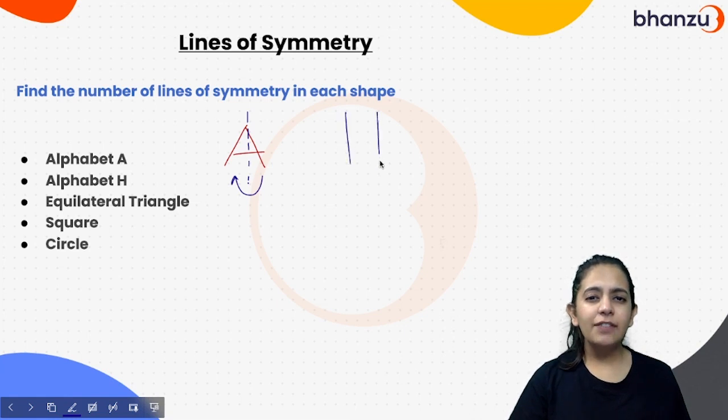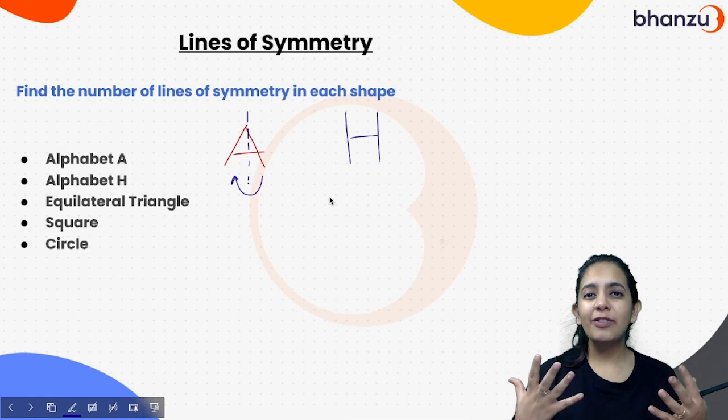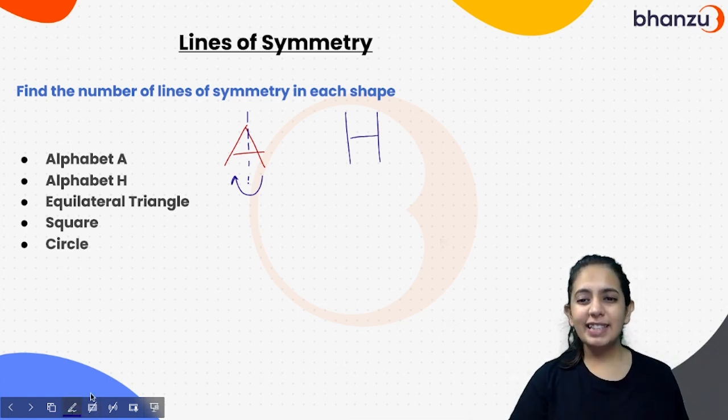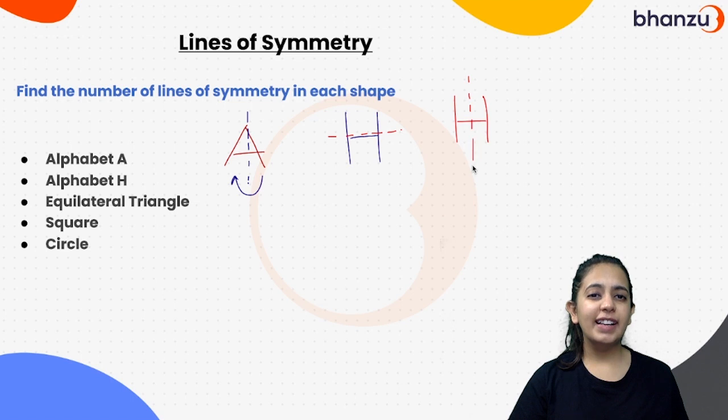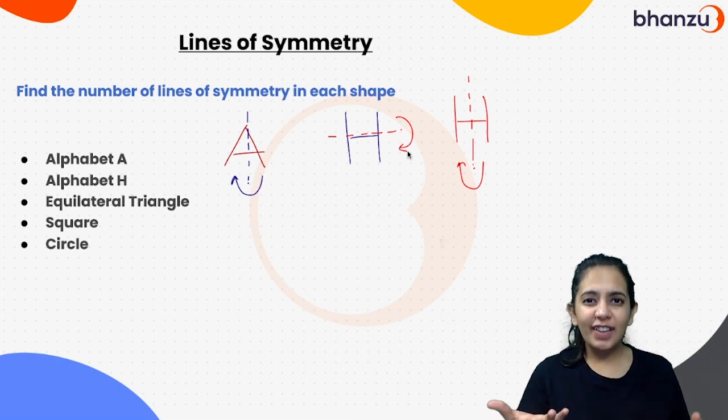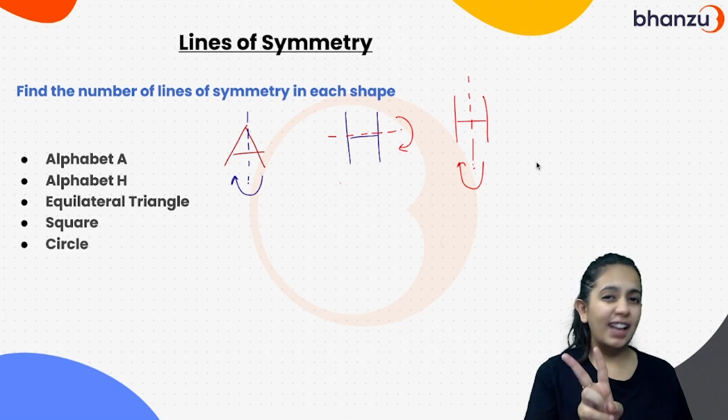Okay, how about alphabet H? In how many ways can you fold this and get equal shapes on both the sides? And they must overlap each other. So you will see that we can fold it horizontally as well and we can fold it vertically as well. In both the ways, we will observe that the two parts are same and are overlapping onto each other. So therefore, alphabet H can be folded in two ways. That is, it has two lines of symmetry.